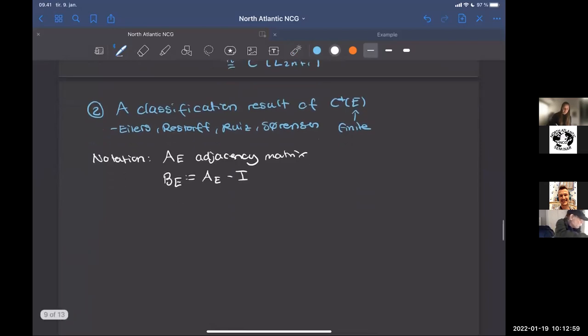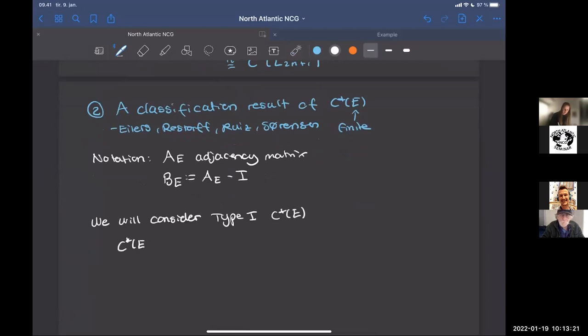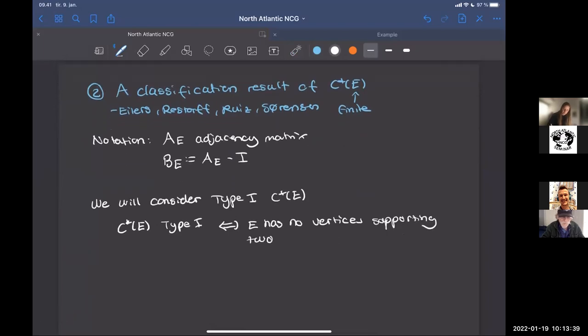And this is precisely in the case where the graph C*-algebra is type one or postliminal. So we will consider type one graph C*-algebras, and a graph C*-algebra is type one if and only if E has no vertices supporting two distinct return paths.